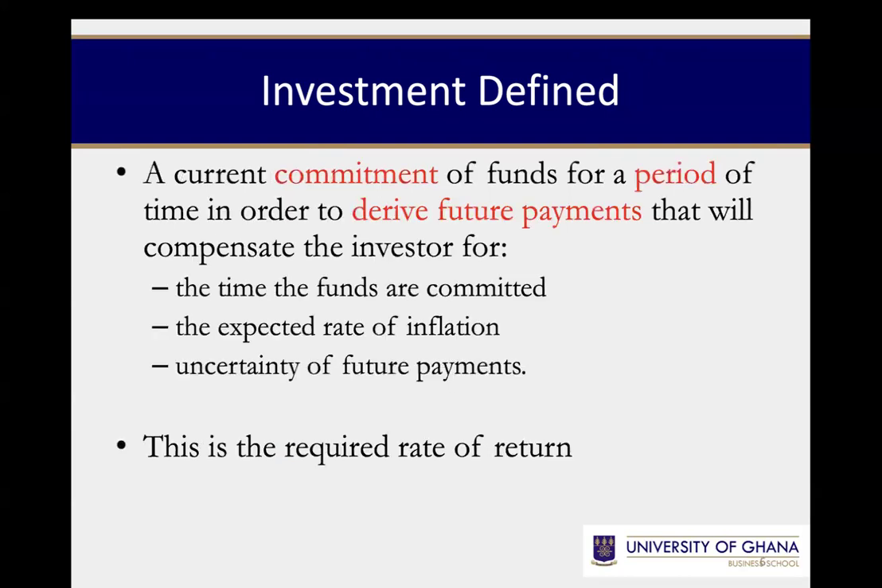On the other hand, we can look at investment in terms of an activity where you commit funds for a period of time in order that you derive future payments that will compensate that investor for the time the funds have been committed in terms of the deferred consumption, the expected rate of inflation, and also to compensate for the uncertainty of the expected future payments. Now put together, that future payment or that return, which is supposed to compensate the investor, is the required rate of return.